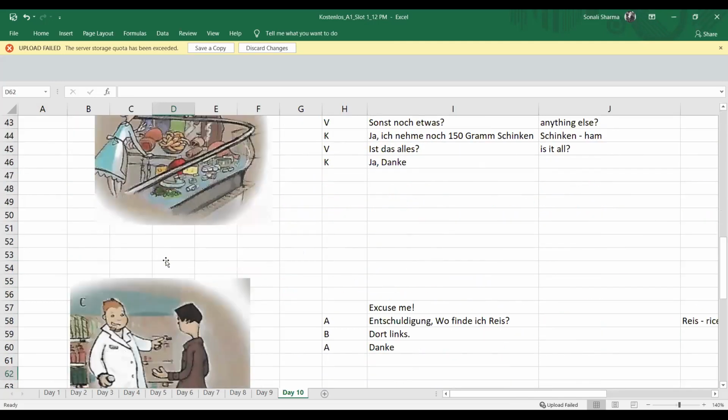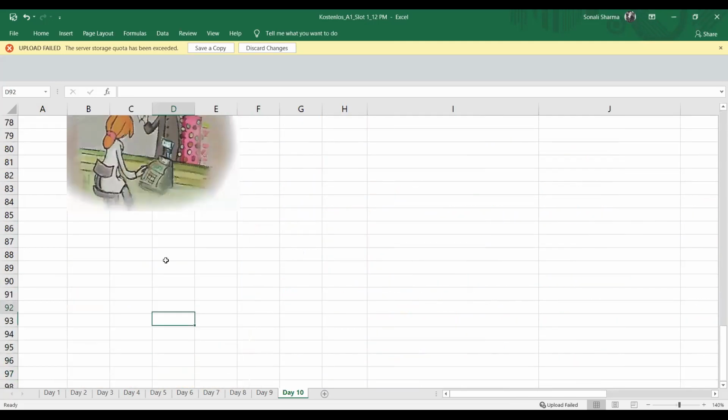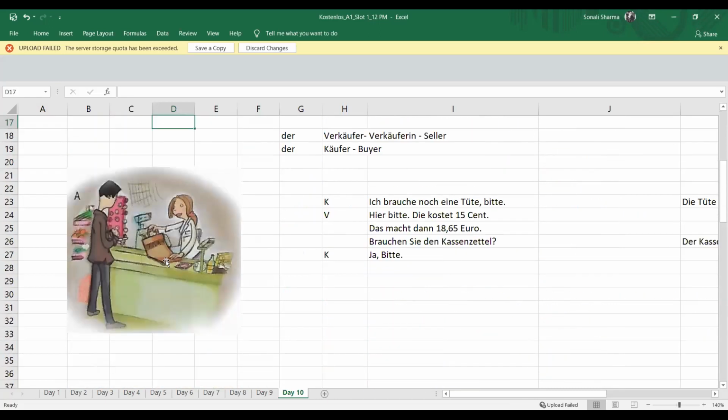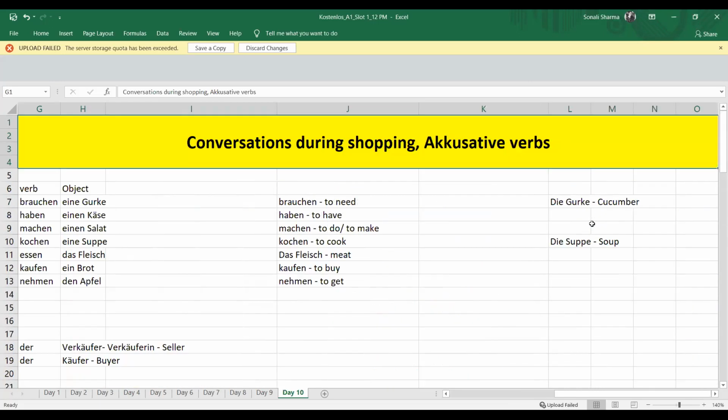So this is all for today. I hope you liked this one. We'll do another topic tomorrow. Thank you for attending this session on conversations during shopping and accusative verbs.